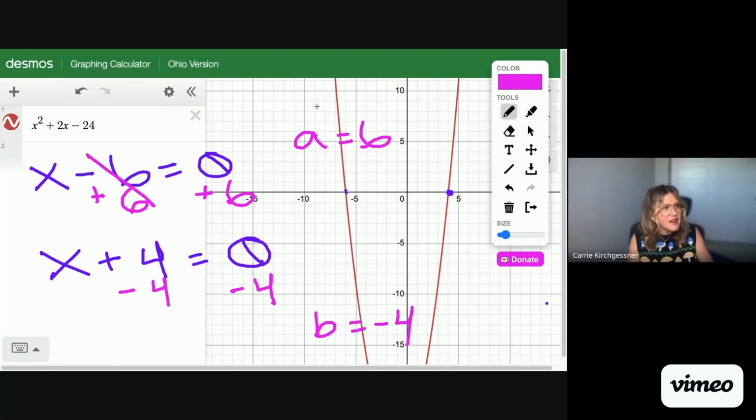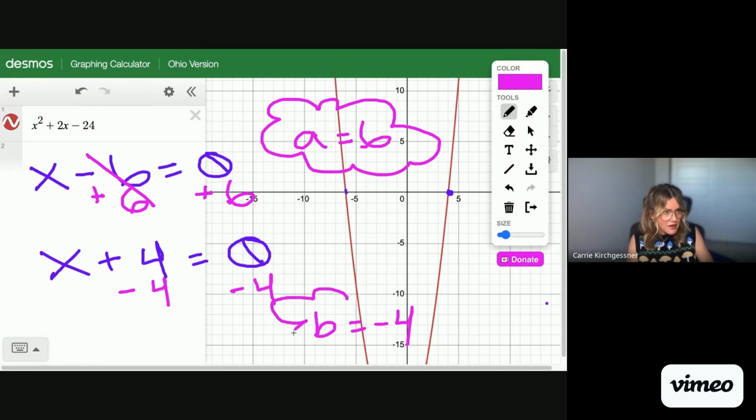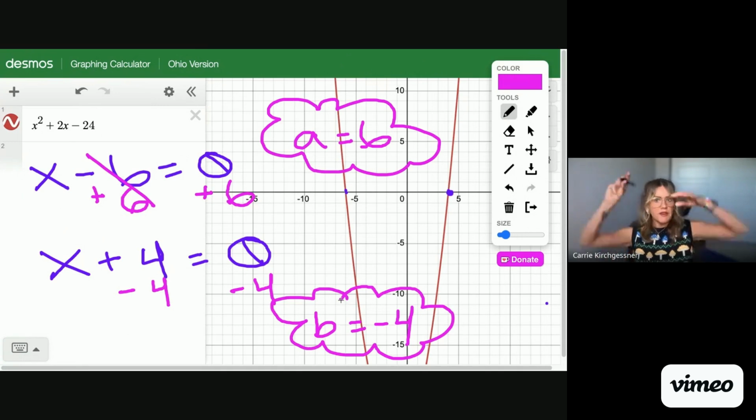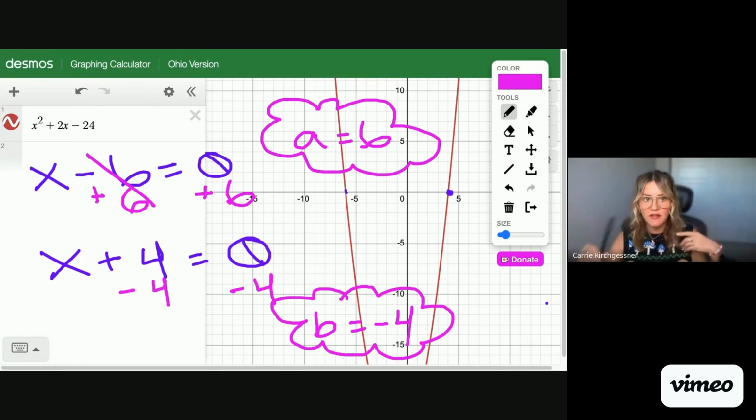And I know that's kind of crazy because this function crosses the x-axis at -6 and +4, but trust me, in this case, you just have to flip the sign because we're solving for 0.